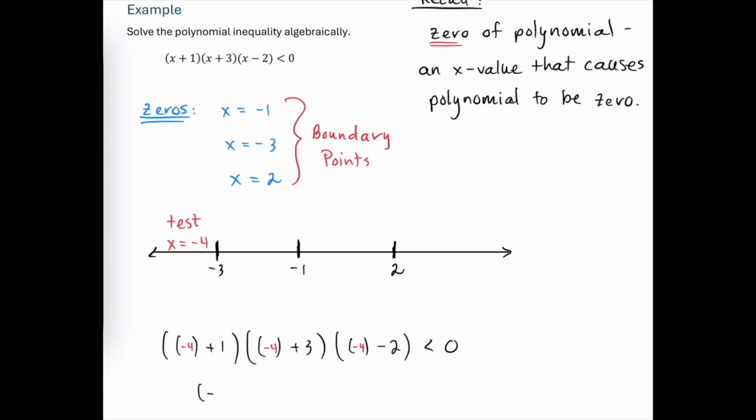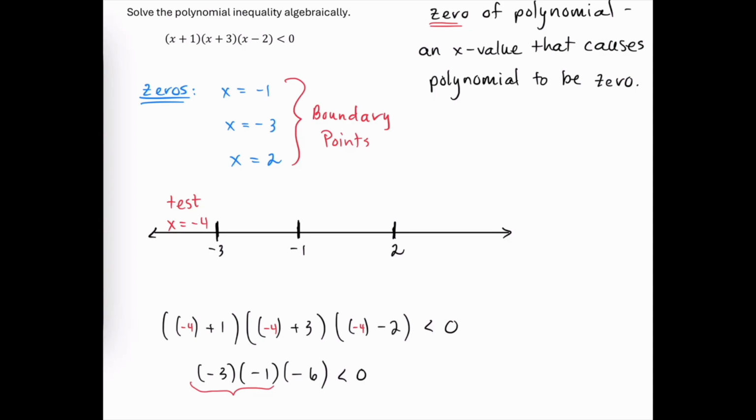-4 plus 1 is -3, -4 plus 3 is -1, -4 minus 2 is -6, and we want to see if that product is less than 0. -3 times -1 is +3, and then multiply that by -6 is -18. So since -18 is less than 0, this is a true statement, and therefore the interval containing our test value is part of the solution set.